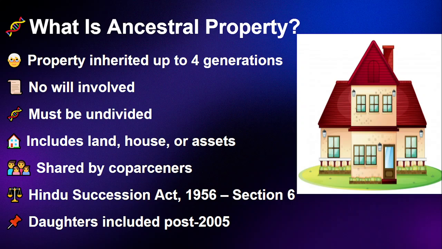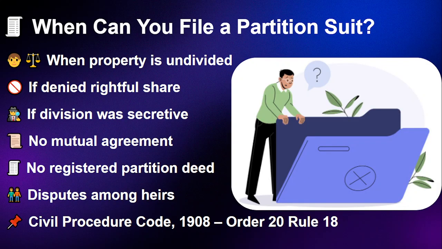Let's continue. You can file a partition suit when ancestral property remains undivided. If you've been denied your rightful share, the law is on your side. Secretive divisions, forged documents, or informal arrangements don't hold up legally. The absence of a registered partition deed is a strong ground for filing. Even if some heirs agree, lack of consensus makes the suit valid.